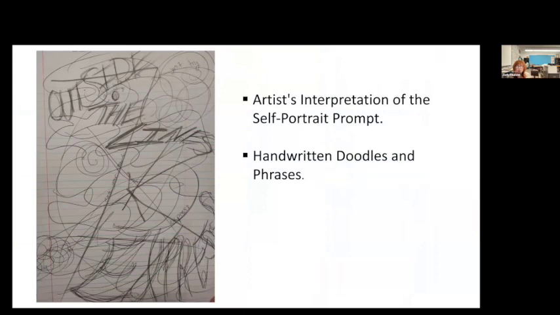So in this particular art piece, the student has completely abandoned the idea of a traditional self-portrait. We do not see a face. We do not see any figurative component. But because the artist was given that freedom to explore, they chose handwritten doodles and phrases as what they feel was a self-portrait and an interpretation of a unique self-portrait.